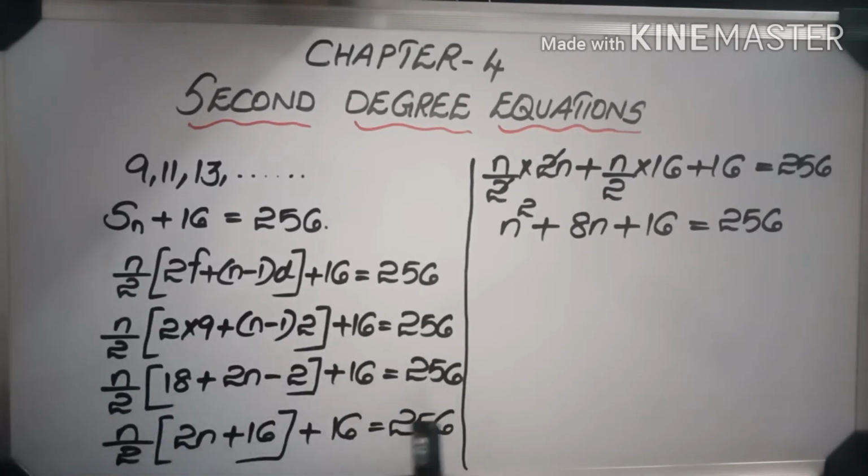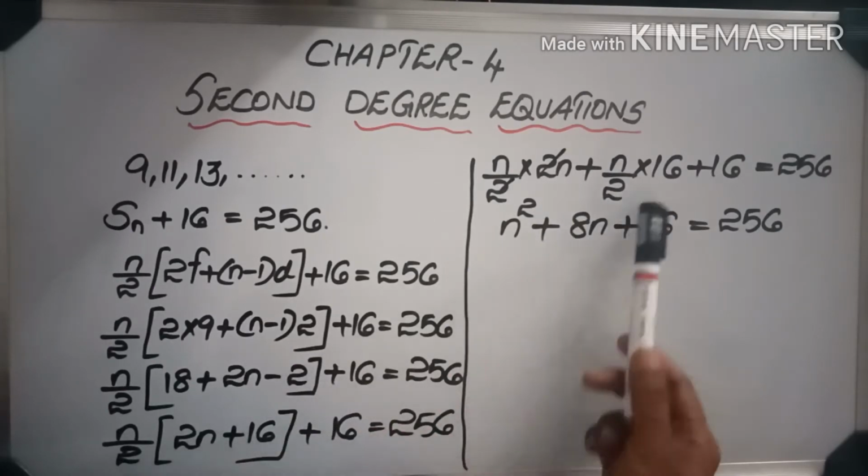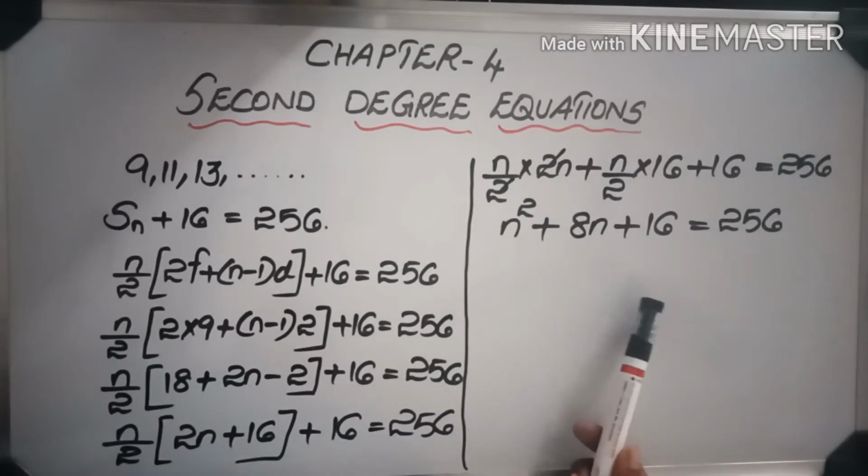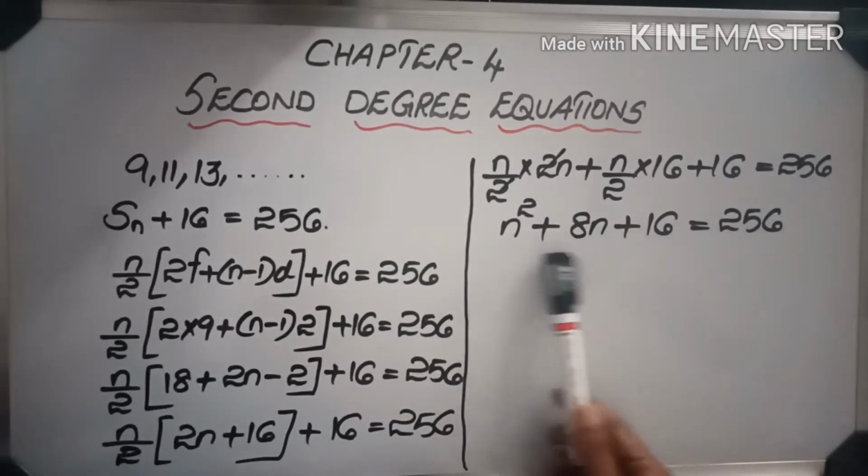Okay, then write the remaining terms. Next is simplification. 8n minus 2, that is 16. So 2n plus 16 you will get like this. Next step, open the bracket. n by 2 into 2n plus n by 2 into 16 plus this 16 equal to 256. After simplification we will get the equation like this.